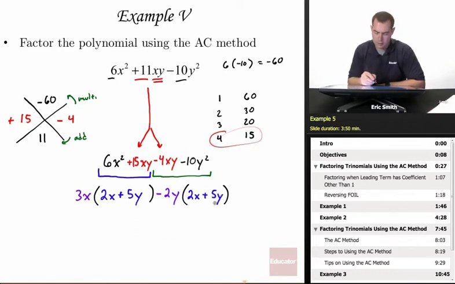And really double check to make sure your signs work out. Negative 2 times a positive 2 would be a negative 4. Negative 2 times a positive 5 would be a negative 10. So things are looking good.